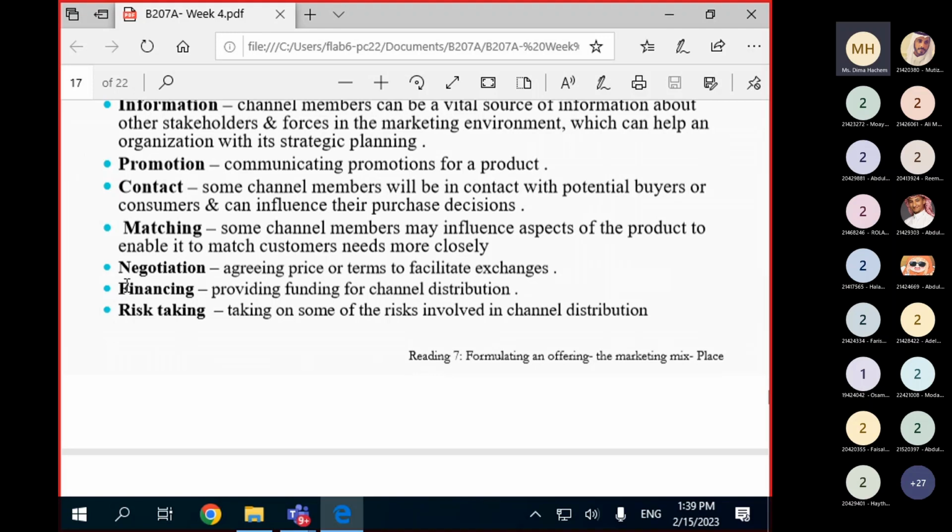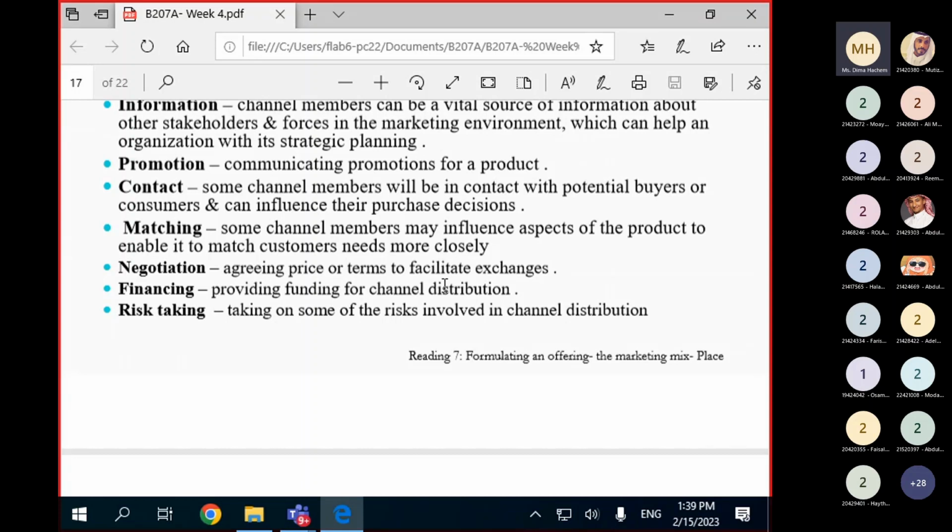Yes, Malia. Funding. Okay. How come they provide funding for channel distribution? Do you think all the stuff that you see in Danube are owned by Danube? Danube has already paid for it? No. Danube pays for it after they sell it to us. Okay? This is what financing is.